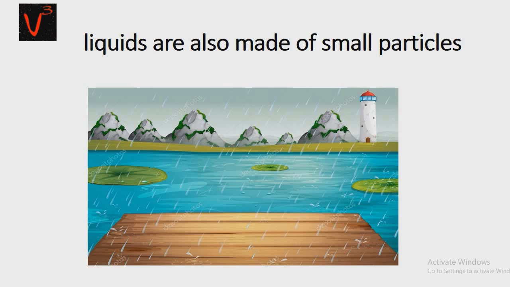You can imagine here also, by seeing that when small water droplets fall in the lake, in the image shown, they are getting combined and making water. That is, these tiny water droplets falling from the sky are combining together and forming the lake, getting combined with the lake, you can see. So that is, liquids are also made of small particles.